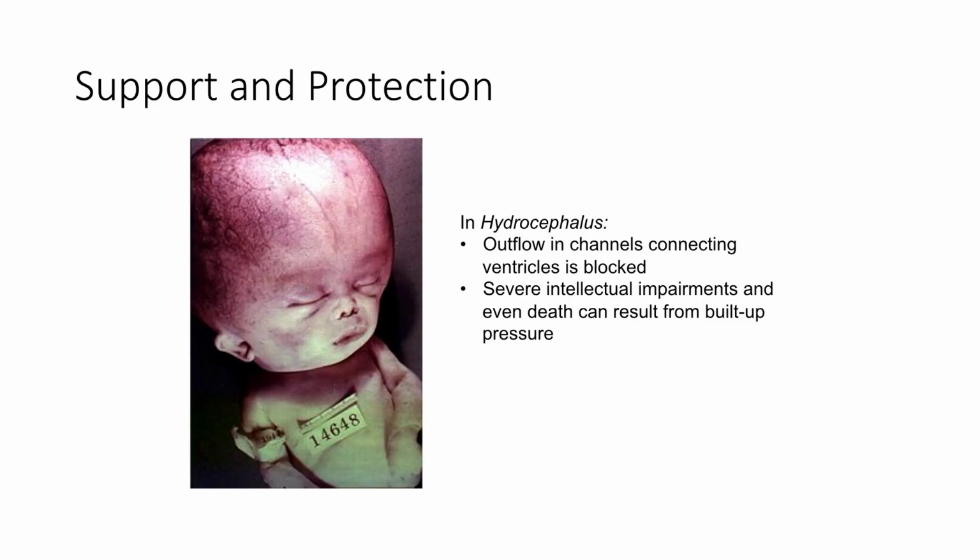Okay, so as I said in the previous slide, CSF is continuously being made and also being drained off into the circulatory system through connecting channels among the ventricles. So there is a congenital condition called hydrocephalus, and this means water brain. This is when the outflow of these channels is blocked, and this can result in severe intellectual impairments and even death. That is mainly due to the buildup pressure that the cerebrospinal fluid creates.